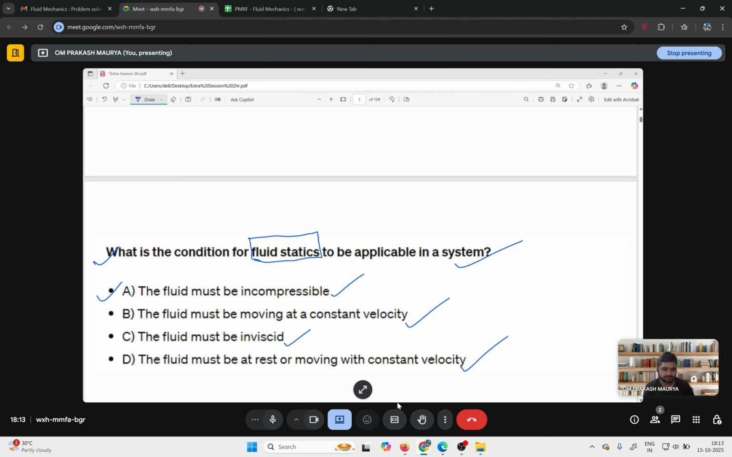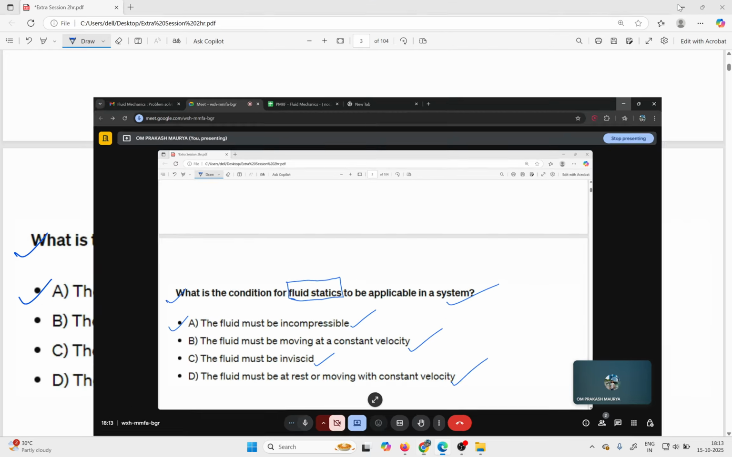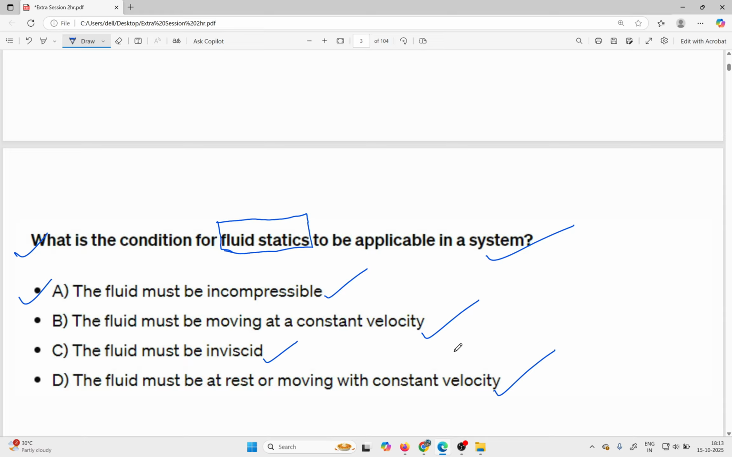Very important. So what will be the correct answer? Whether option B is possible or not? I think not, because the fluid is moving with the constant velocity. Yes, it may be correct, but another option we can also see. Here you can see very easily.